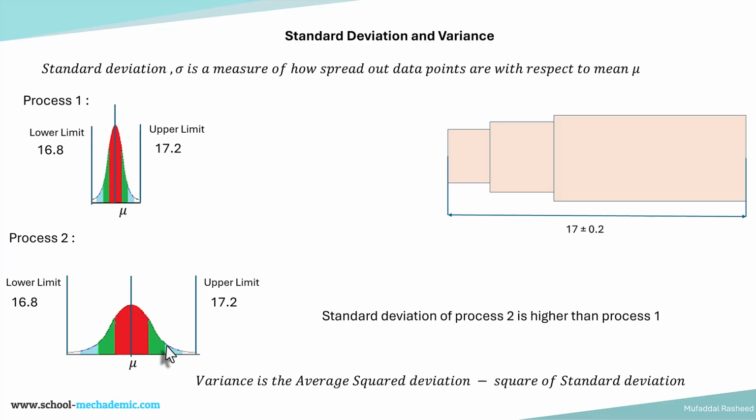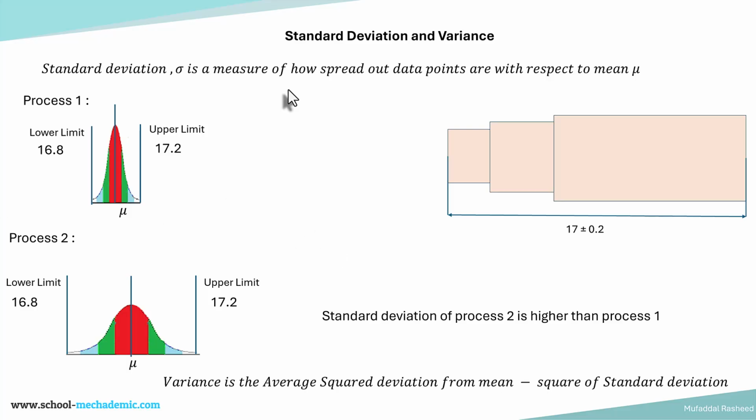So as these green and blue regions become bigger, the standard deviation will be larger. But if they become narrower, then the standard deviation becomes lesser. Ideally, we would want the standard deviation to be as low as possible, meaning we want the manufactured parts to be as close to the mean as possible. We can say that process 1 is better than process 2 because most of the parts are near the mean. But practically, it is not always the case. Standard deviation varies from process to process, and that is to be factored in.